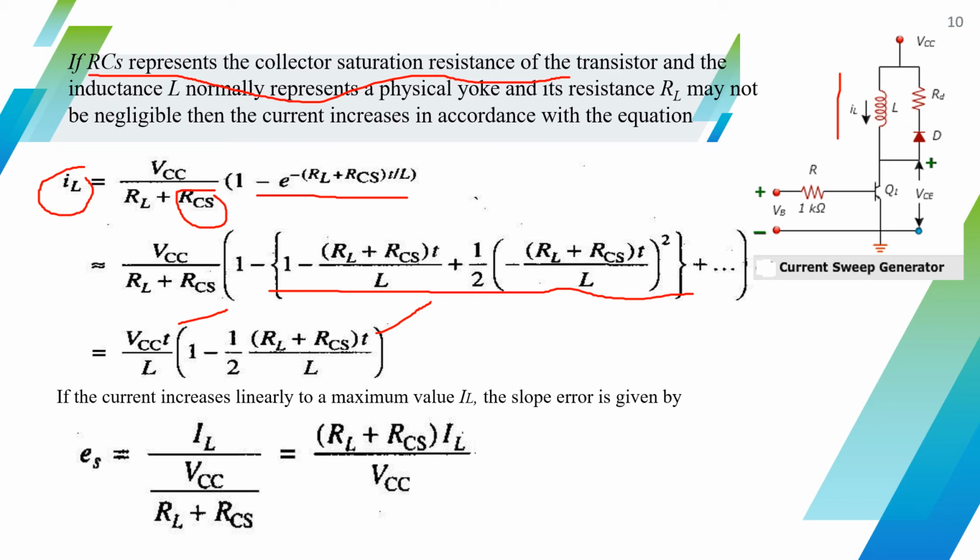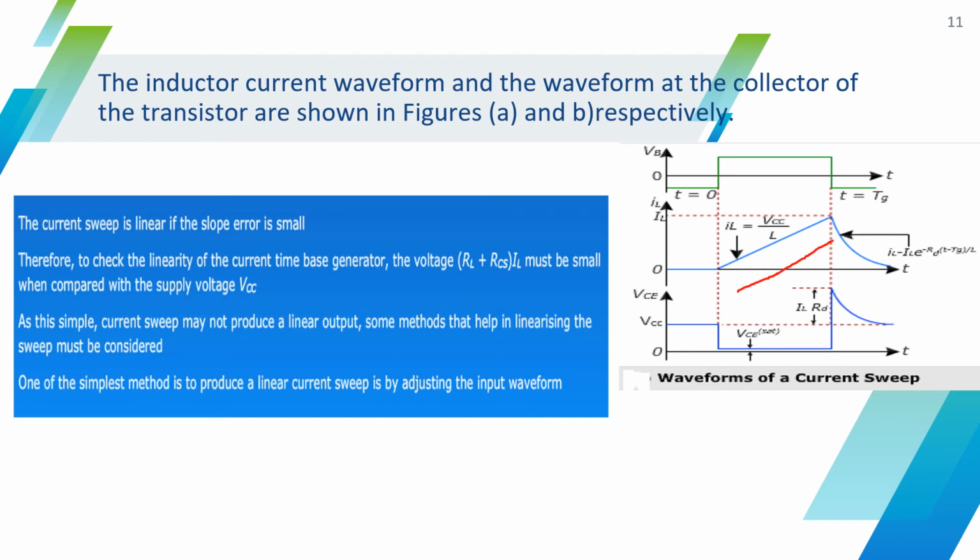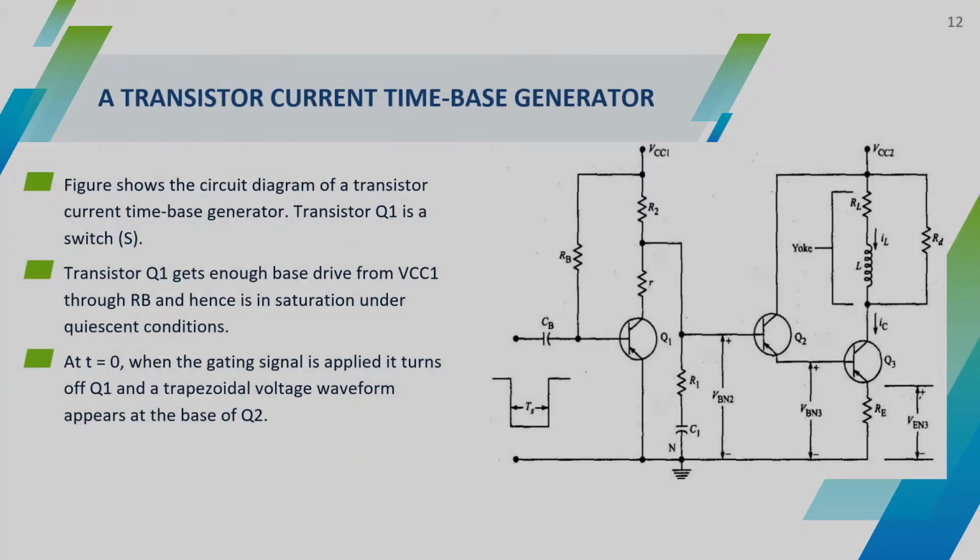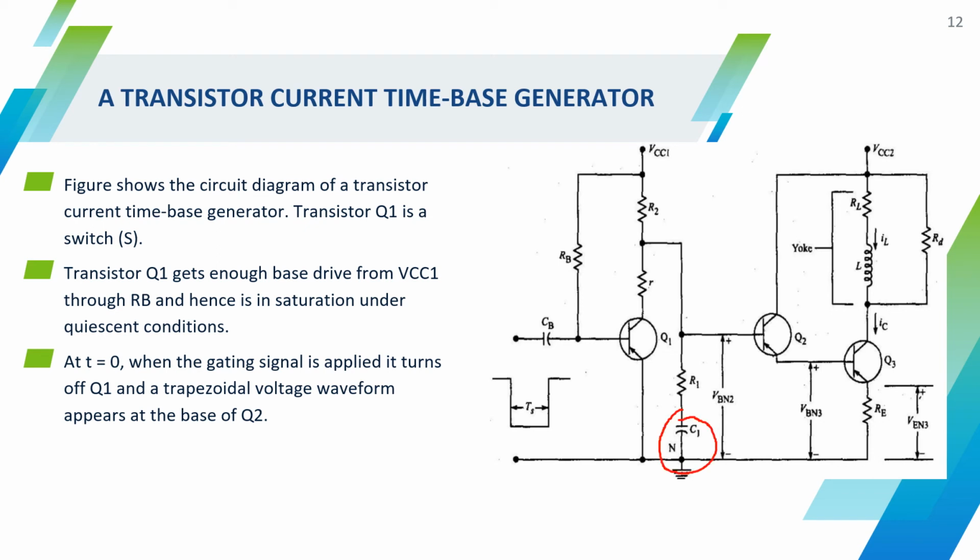If the current increases linearly to a maximum value IL, the slope error is given by this expression. This is the simple current sweep generator. It is like this. A trapezoidal voltage is developed across this capacitor C1 that will be applied as the base of transistor Q2. So this trapezoidal voltage waveform appears at the base of the transistor.